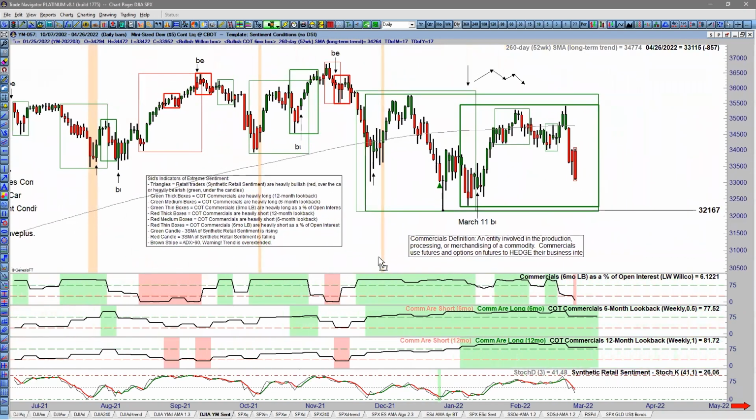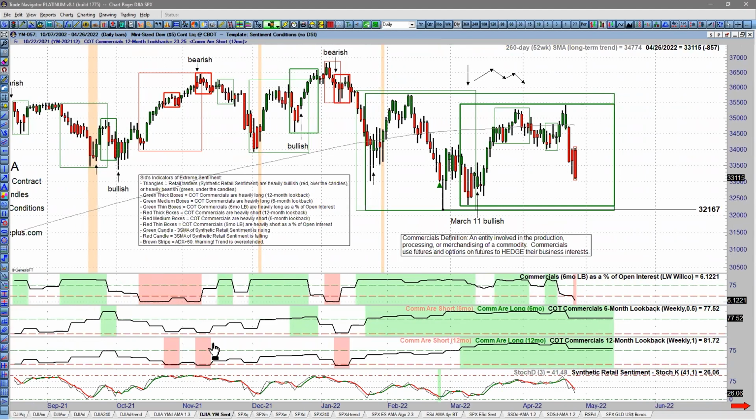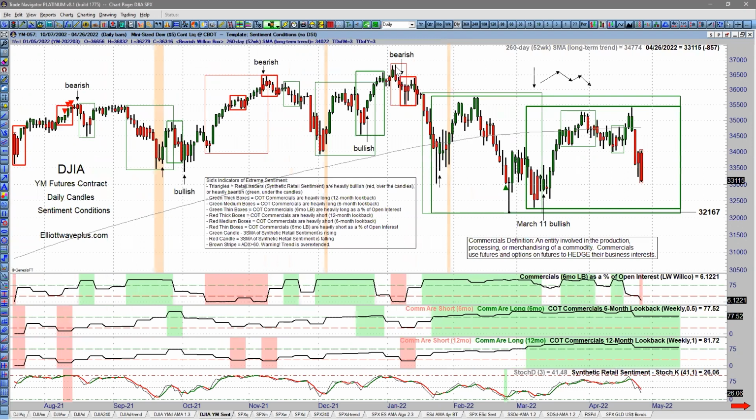But notice, they have spent some time bearish. You see these peaks and pink zones right here. They're bearish into this top. And right here, they were bearish. They were almost immediately bearish after the all-time high on January 5.